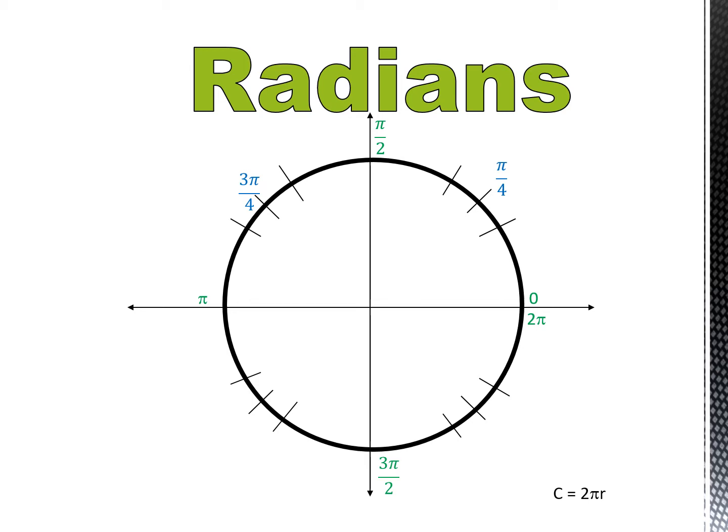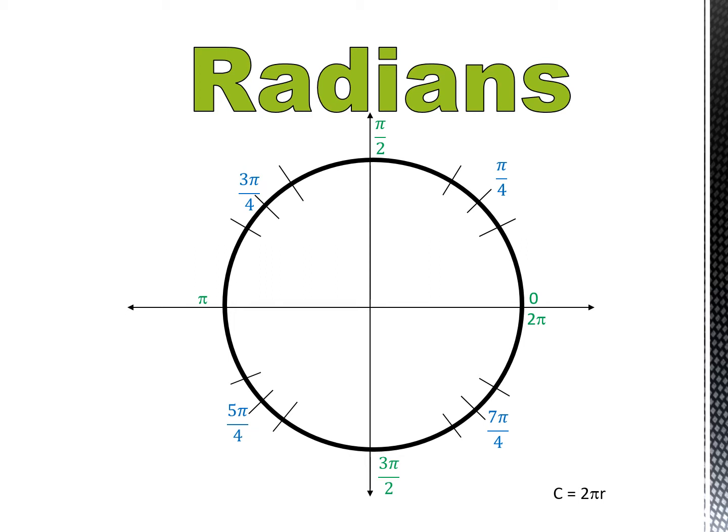Let's go to the third quadrant. Let's find that middle. 5 pi over 4. And then the fourth quadrant. Take a guess. It is 7 pi over 4.